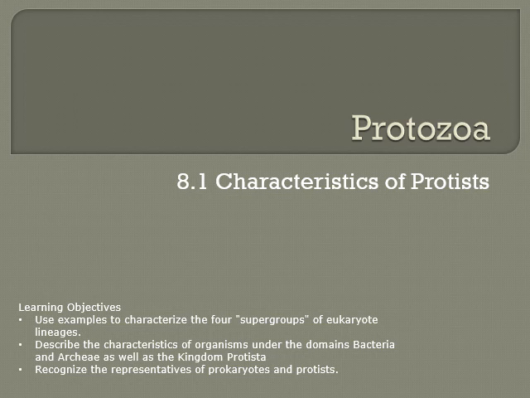Boom. Protozoans. Today, we're learning about all the little squishy, squiggly things that are in the microscope. Not all of them, but at least the unicellular organisms. We're going to learn about the 4 supergroups, talk about characteristics of kingdom Protista, and recognize the representatives of prokaryotes and protists.